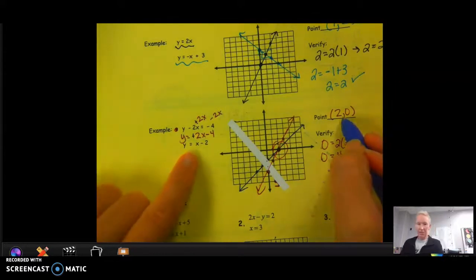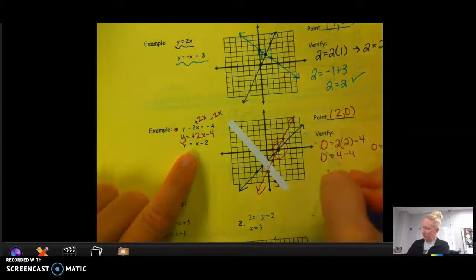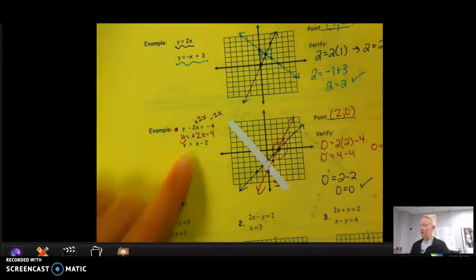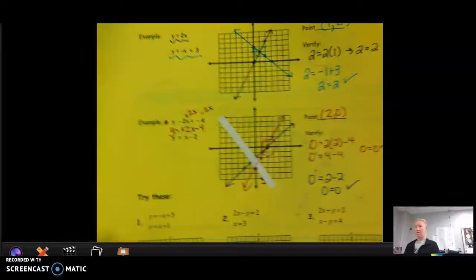And then I'm going to plug that point into this equation. So I get 0 equals 2 minus 2. 2 minus 2 is 0. So 0 does equal 0. So that checks there. All right.